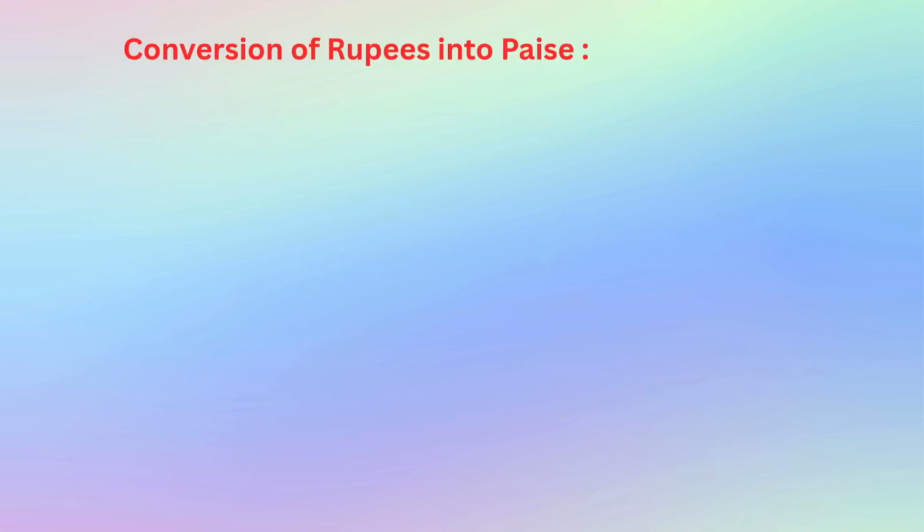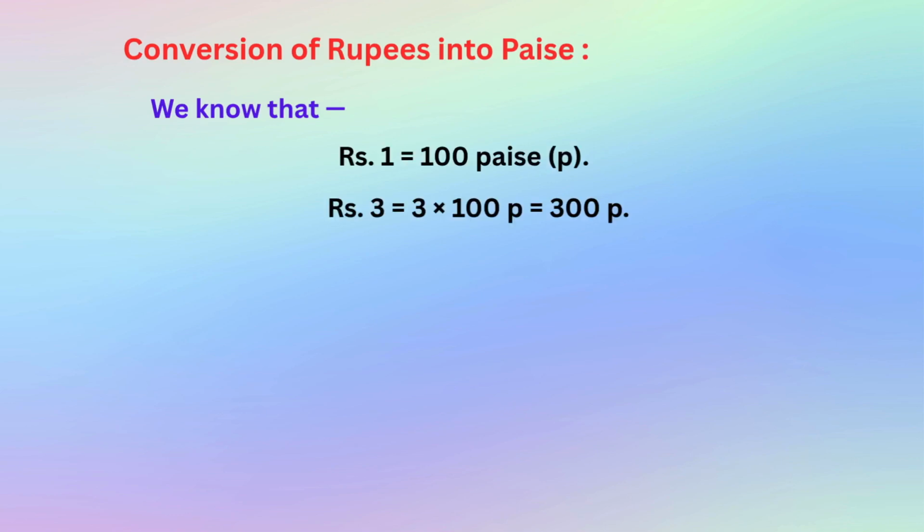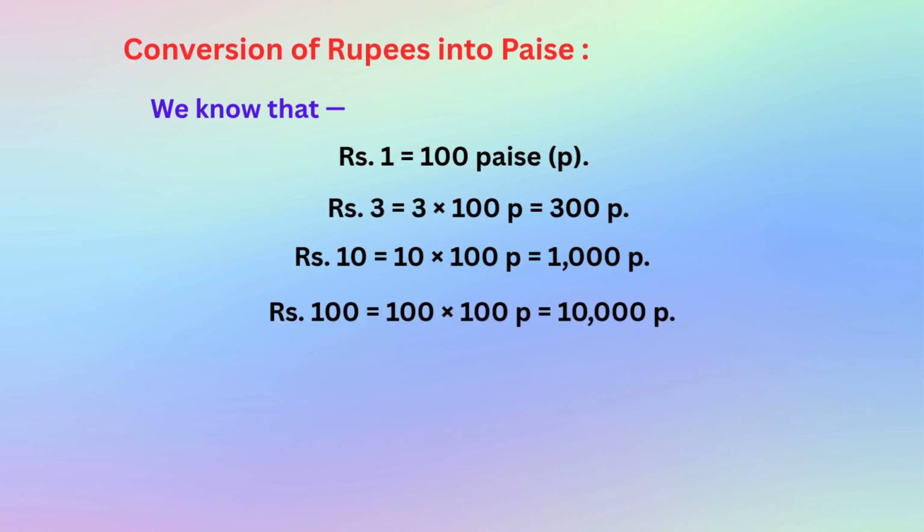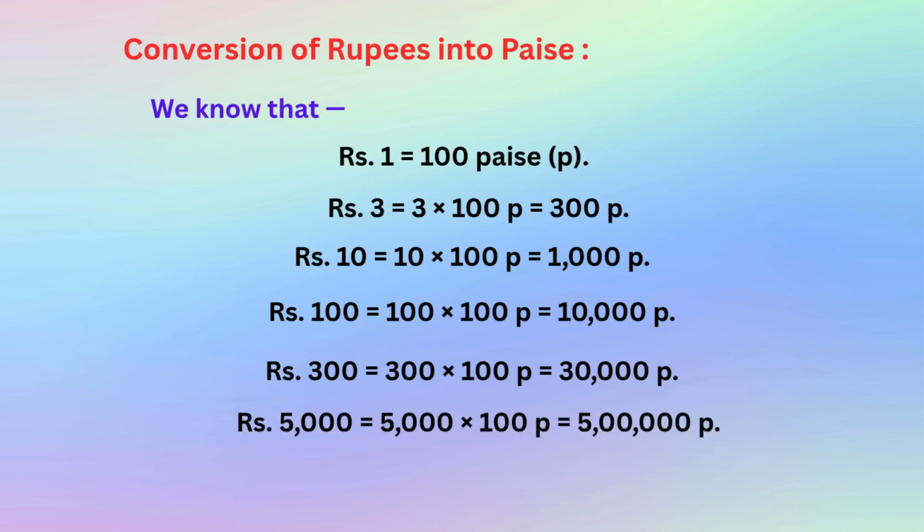Conversion of rupees into paise. We know that rupees 1 equals 100 paise. Rupees 3 equals 3 times 100 paise equals 300 paise. Rupees 10 equals 10 times 100 paise equals 1,000 paise. Rupees 100 equals 100 times 100 paise equals 10,000 paise. Rupees 300 equals 300 times 100 paise equals 30,000 paise. Rupees 5,000 equals 5,000 times 100 paise equals 5 lakh paise, and so on.